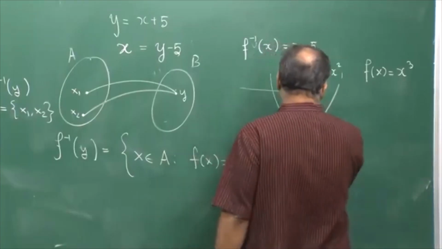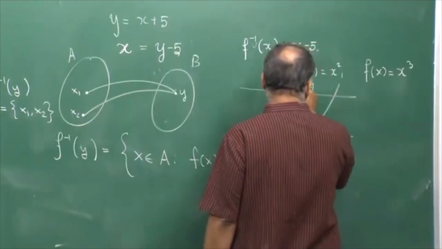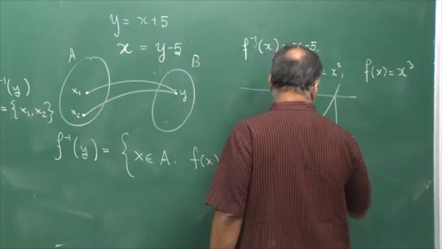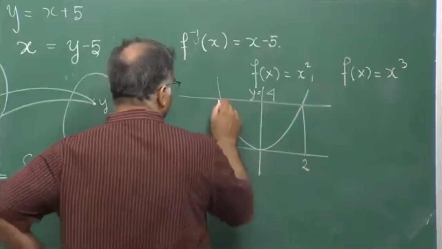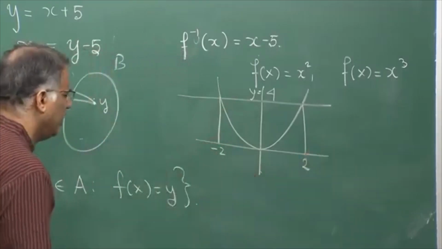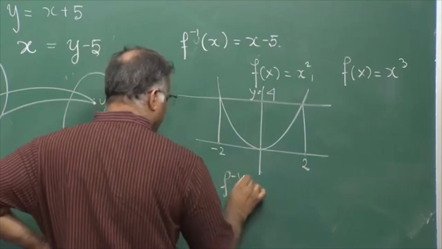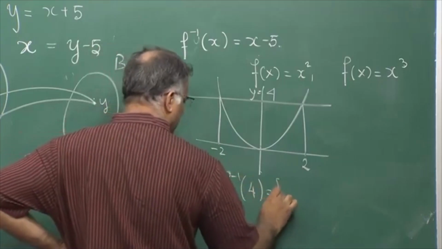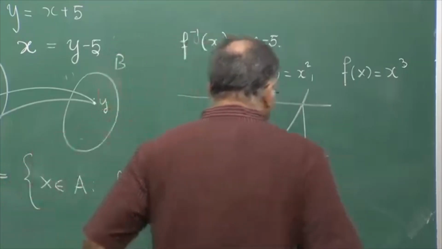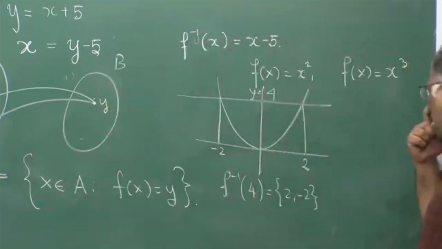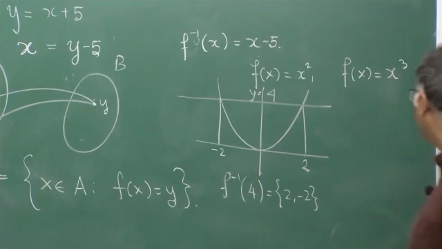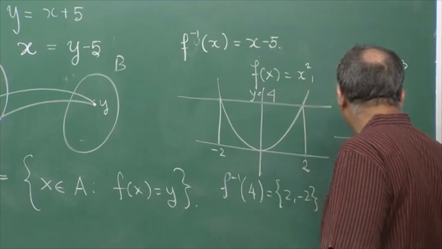For example, here take the number 4, y equal to 4. Y equal to 4 is achieved by two numbers, 2 and minus 2, because square of minus 2 is 4, square of 2 is 4. So in this case, f inverse of 4 is the set {2, minus 2}. So the function x square does not have an inverse, but f(x) equal to x cube does have an inverse.